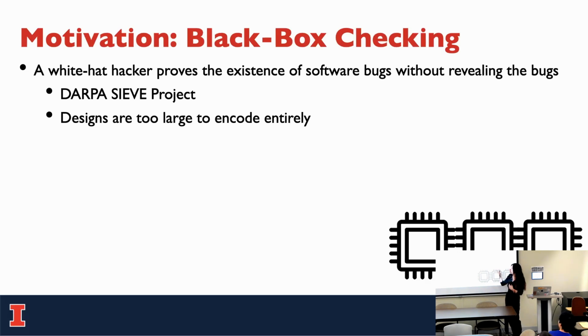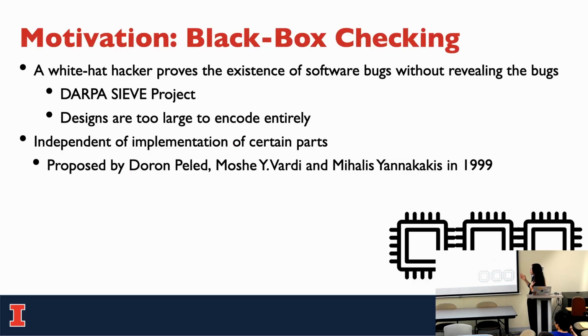And when I was part of this project, we found the bottleneck is all about scalability, because the software or the system can be very large. If you want to prove the existence of the bug using existing cryptography tools, the design becomes too large to be encoded entirely. What we found is that if we forget the confidentiality requirement and just focus on proving the existence of a bug, in the literature there was an approach to doing that, called black box checking.